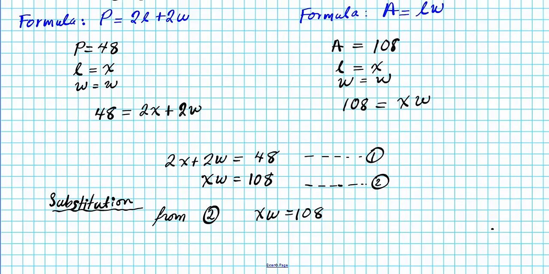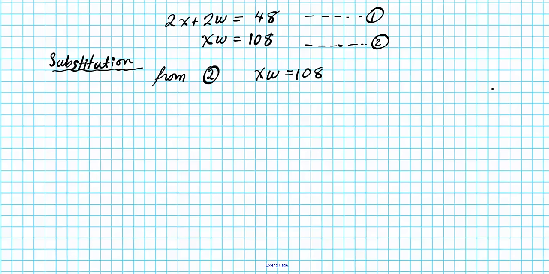Okay, so how do I get w isolated here? I simply divide both sides by x. So we have w equals 108 over x. All right, we can call this equation 3.